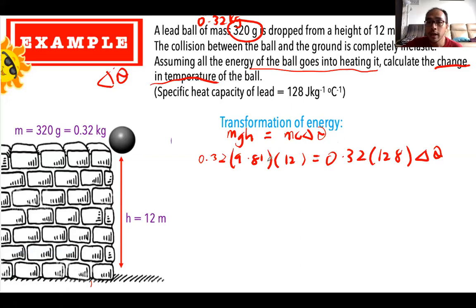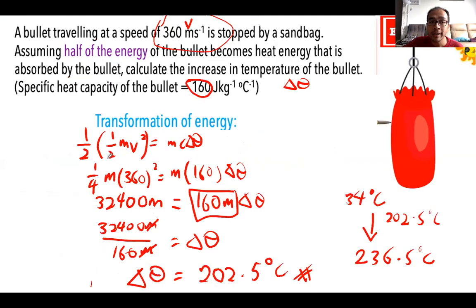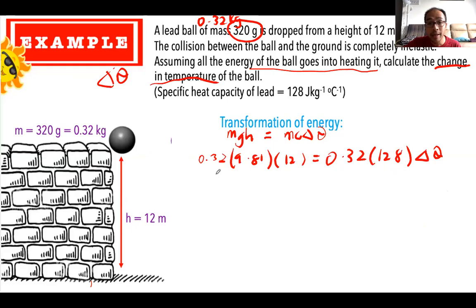If you notice, in this case they gave the mass of the ball, which is actually kind of pointless, because if you remember in our previous example, even if they don't give the mass, it will cancel each other out, no problem. If they give, might as well put it in. Alright, I'm going to give you 30 seconds. Can you calculate for me what is the delta theta?